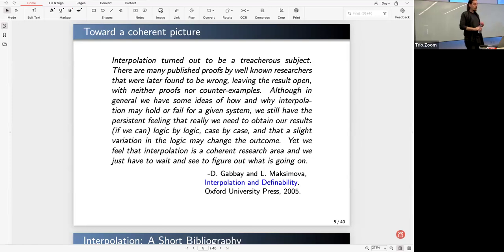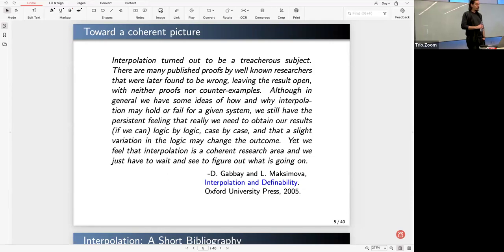And in the foreword to their monograph, they have this kind of pregnant quote. "Interpolation turned out to be a treacherous subject. There are many published proofs by well-known researchers that were later found to be wrong, leaving the result open with neither proofs nor counterexamples."